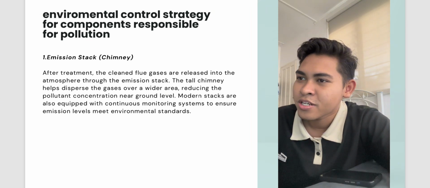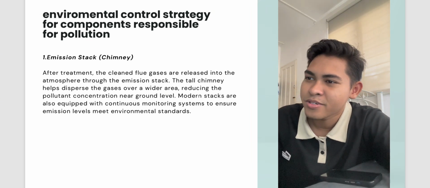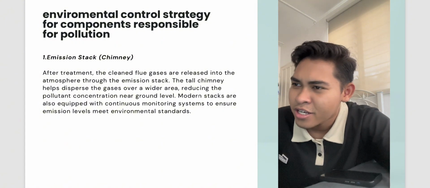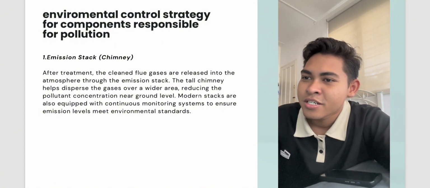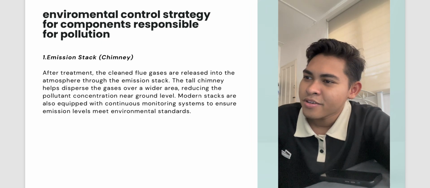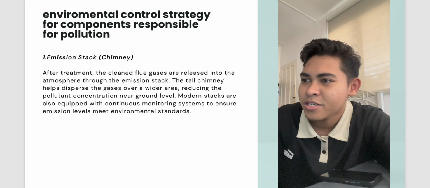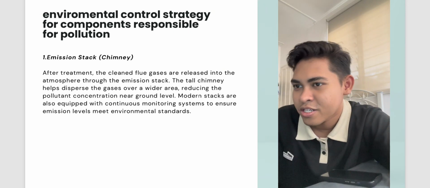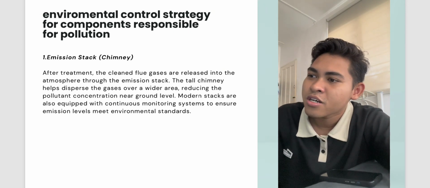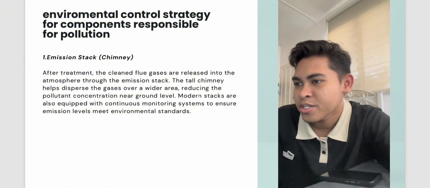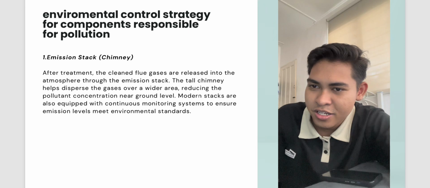First is the emission stack, or chimney. After treatment, the clean flue gas is released into the atmosphere through the emission stack. The tall chimney helps disperse the gas over a wider area, reducing the pollution concentration near ground level. Modern stacks are also equipped with continuous monitoring systems to ensure emission levels meet environmental standards.